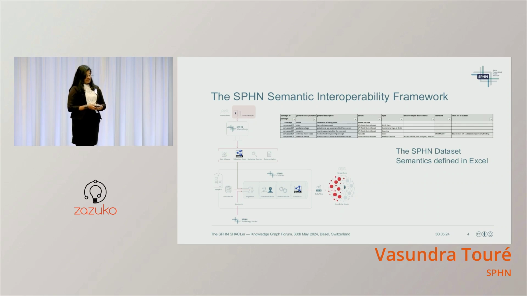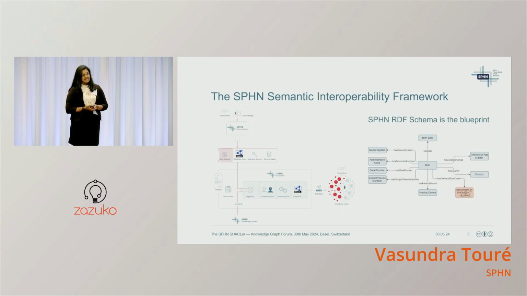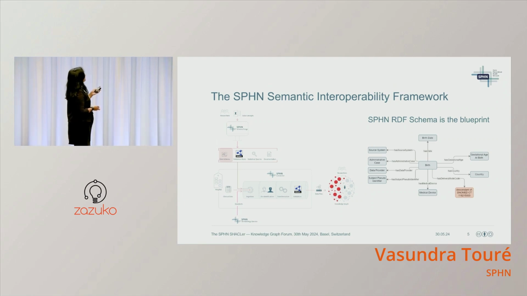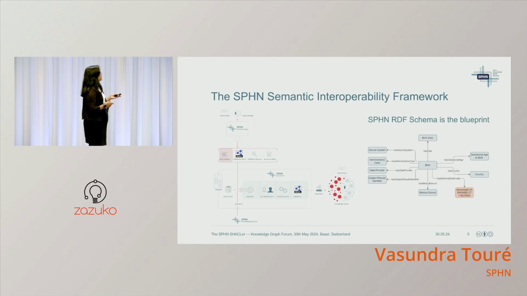This is defined in an Excel sheet, and from this Excel sheet, we derive an SPHN RDF schema, which is basically the blueprint of how the data must be represented in the end. So it tells you in this example that you have a birth class which is being defined. It contains certain properties associated to it, and these properties may link to other classes we define, or also it reuses some external standard terminologies that I will tackle just after.